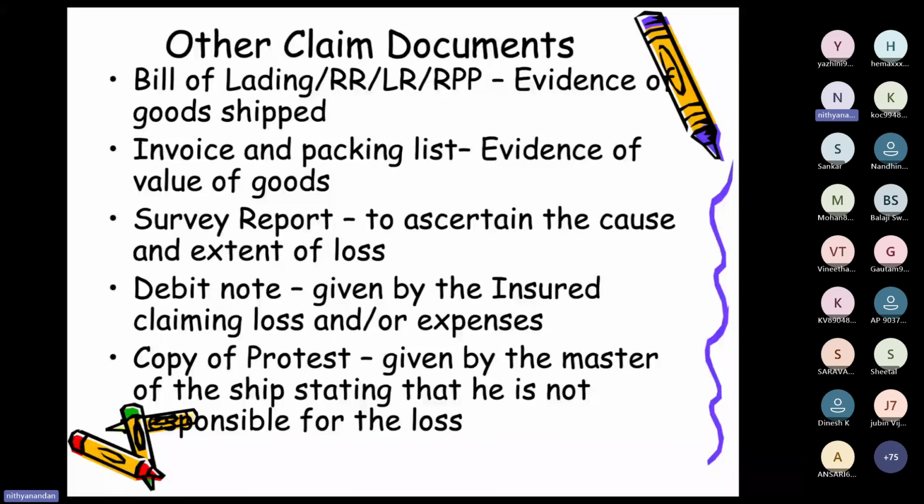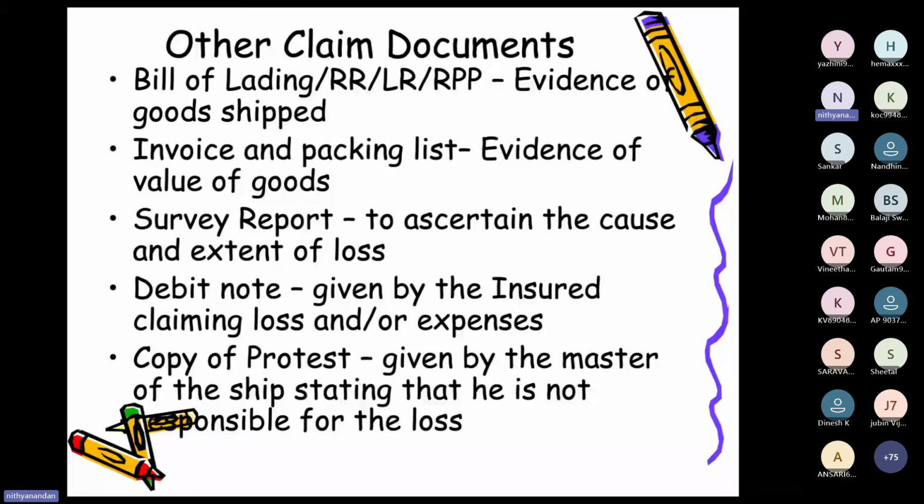Survey report to ascertain the cause and the extent of loss. The survey report should give how the loss happened and what is the extent of loss. Debit note: all the expenses, losses or damages claimed by the insured, like 20 bags totally lost, another 50 bags partially lost, survey fee paid, claim settling agent fee paid, expenses incurred, everything he will claim in a single note called a debit note. In fire, it is called a claim bill. In marine, it is called a debit note.